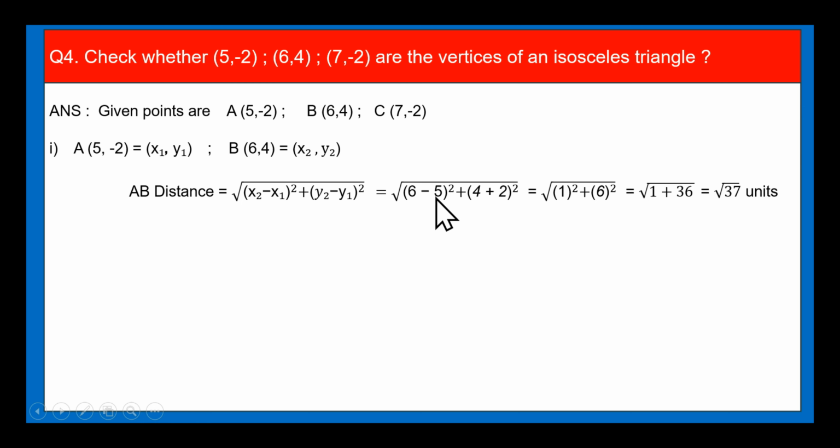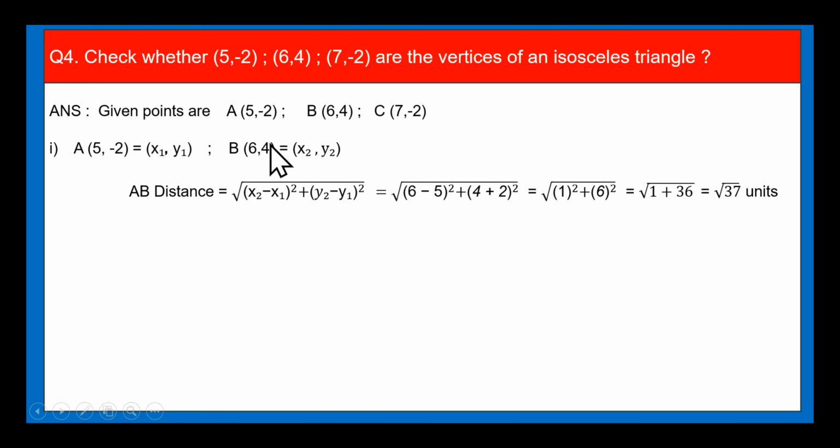What is 6 minus 5? Good. 6 minus 5 is 1, square. Plus what is 4 plus 2? 4 plus 2 is 6, square. 1 square is 1 and 6 square is 36. And 1 plus 36 gives root over 37 units. This is the distance between A and B, the length of the line segment AB, and it is the length of the first side of the triangle ABC.